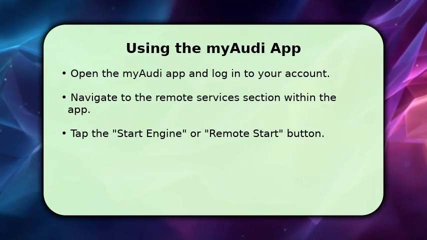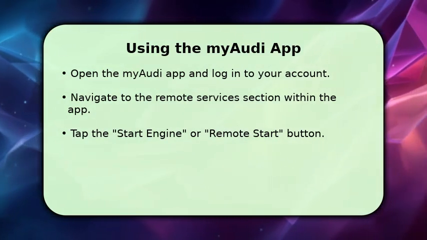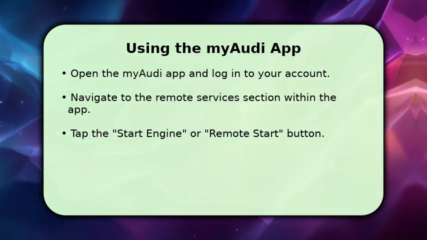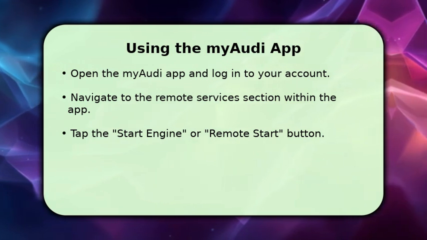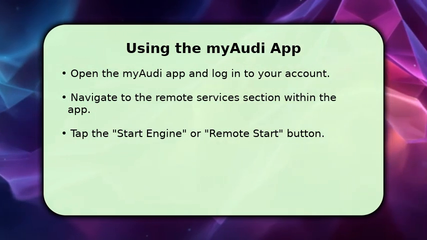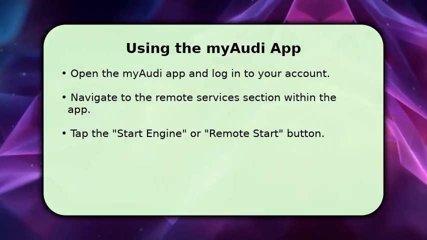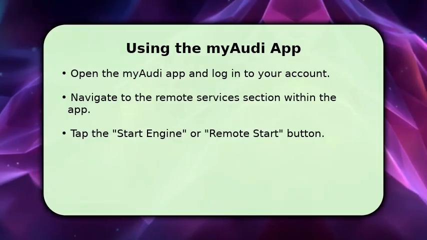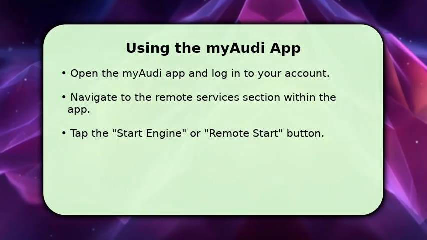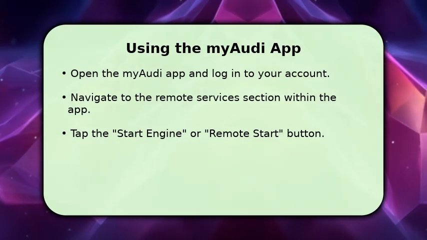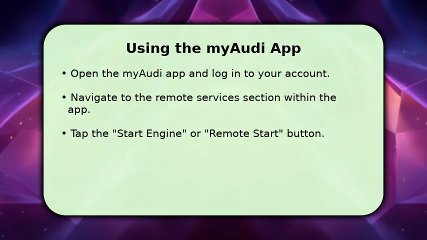Now, let's use the My Audi app to start your engine. Open the application on your smartphone and log in using your credentials. Once inside, locate the Remote Services section, which typically displays various control options for your vehicle. Find and tap the Start Engine or Remote Start button to send the command to your Audi Q3.